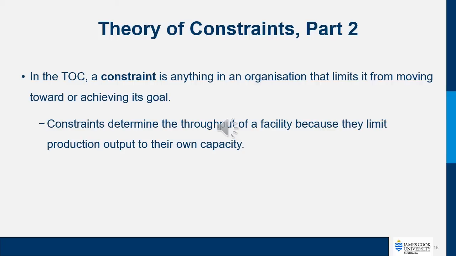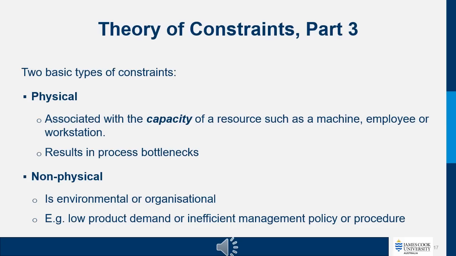Constraints can be associated with the capacity of a resource such as machines, employees, or workstations. These constraints create bottlenecks in the process flow, limiting the overall throughput of the system. Identifying and addressing these physical constraints is crucial in improving the overall performance. So we already mentioned one type of constraint, which is physical.